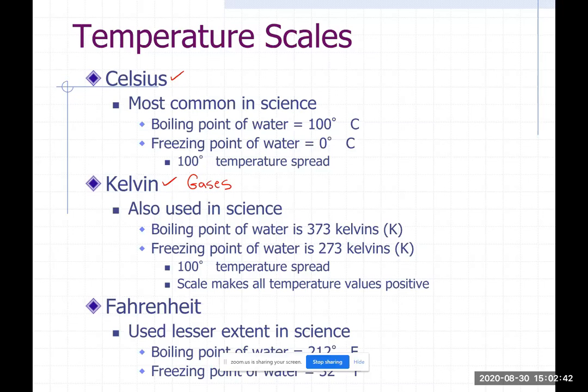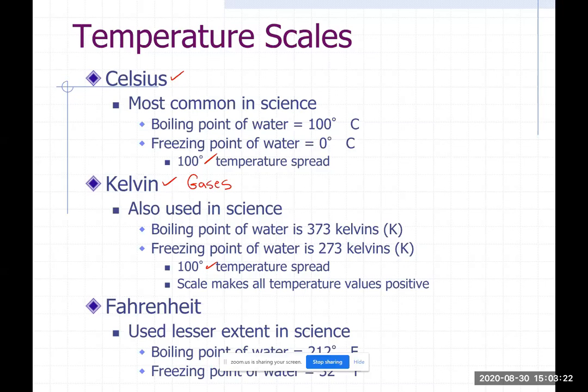And I'll point out to you right now why we like Celsius and Kelvin better than Fahrenheit. If you look at the boiling point of water, or literally you could look at the boiling point and freezing point of any substance, but if we look at water, the boiling point in degrees C is 100, and the freezing point of water is 0 degrees C. That's a 100-degree spread for Celsius. Now, if we look at Kelvin, the boiling point of water is 373 kelvins, and the freezing point is 273 kelvins. Again, 100-degree temperature spread with both Celsius and Kelvin.